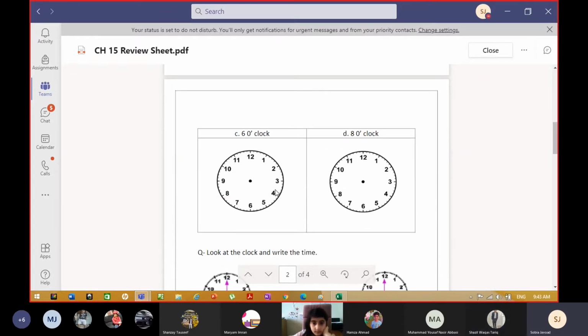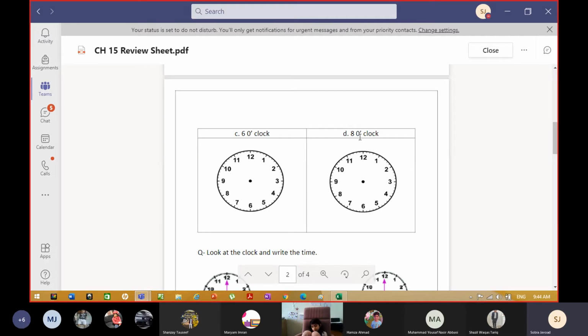Where should the clock hands be? Yes, Shazil. Which one? Where should the clock hand be for 6 o'clock? The long hand or short? Both. 6 o'clock. Short hand at 6 and long hand at 12. Yes, wonderful.